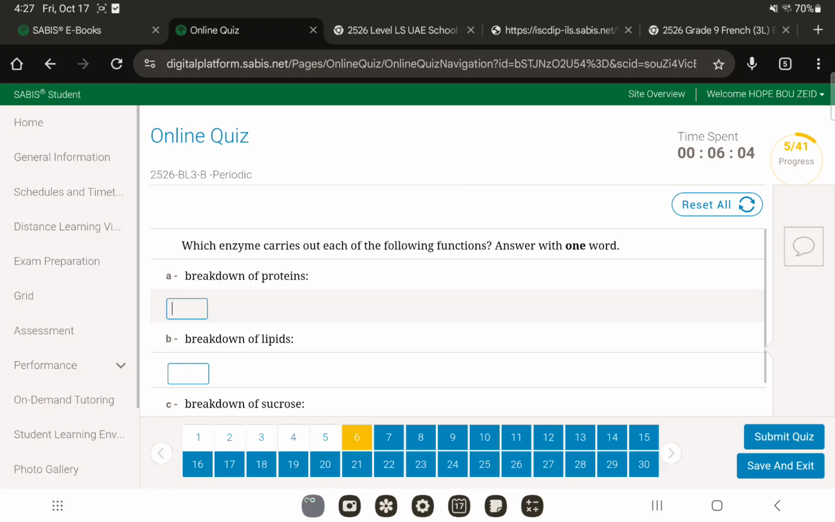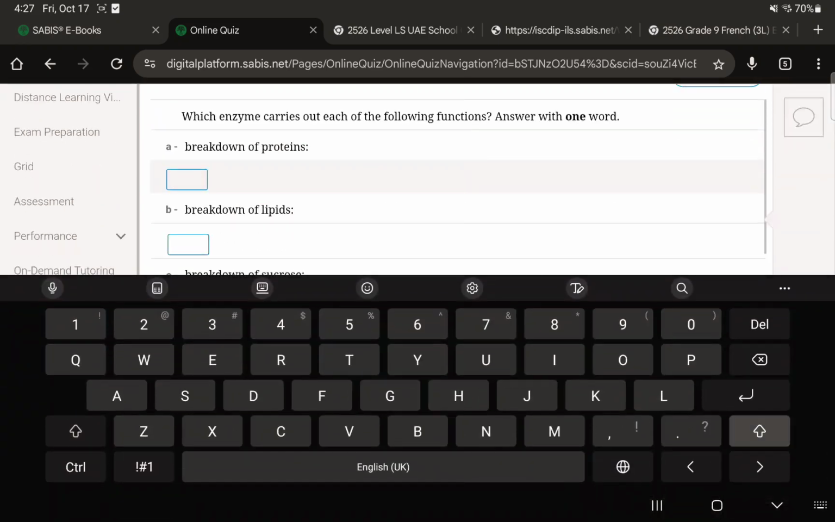Which enzyme carries out each of the following functions? Answer with one word. Breakdown of proteins.